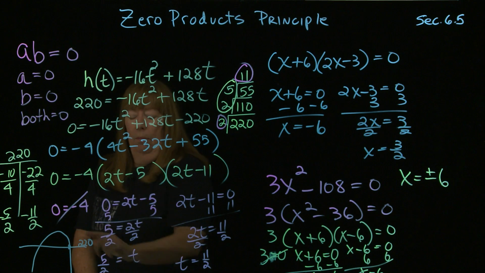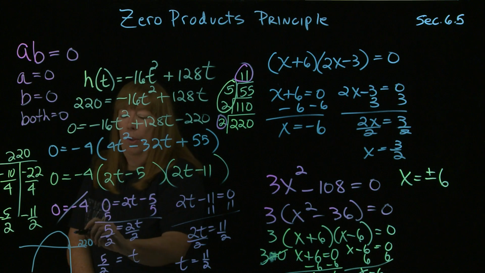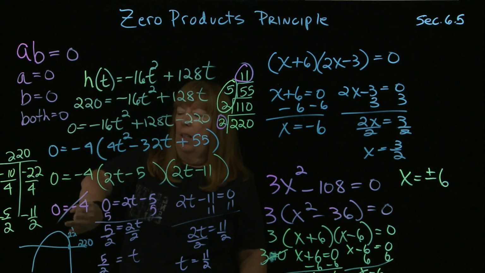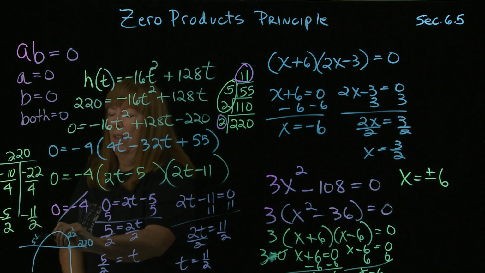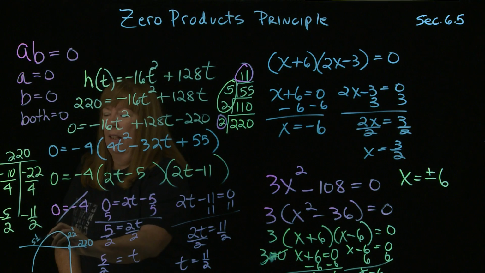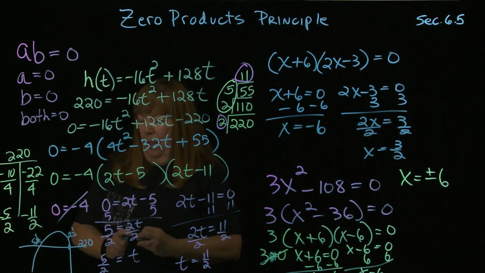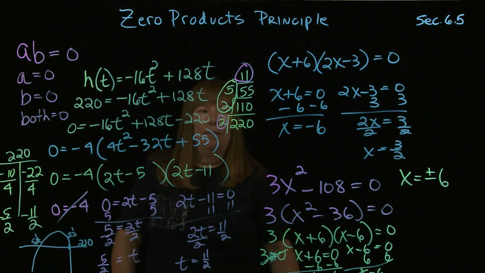On the way up, at 2.5 seconds, the rocket's at 220 feet. On the way back down, at 5.5 seconds, the rocket is again at 220 feet. And that's it. Good job.